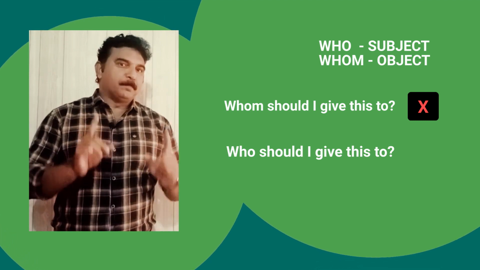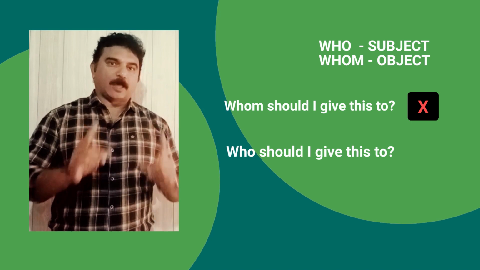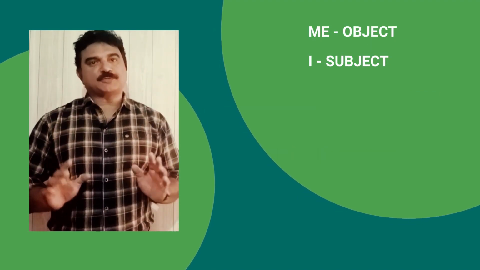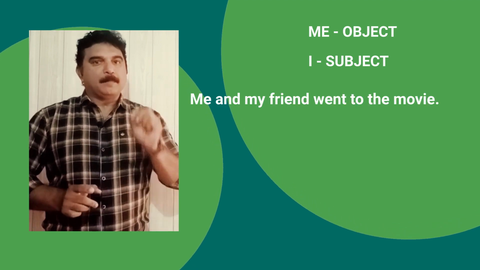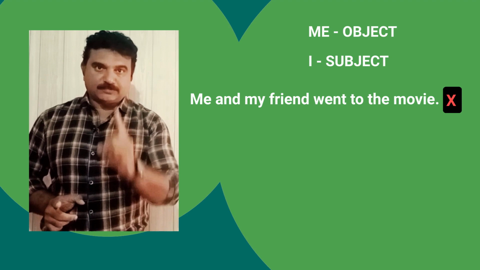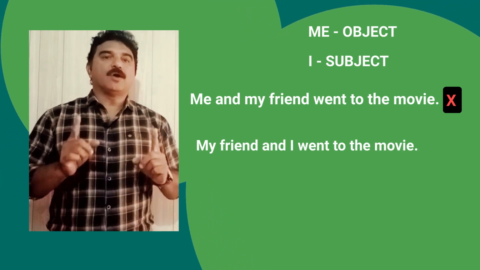Similarly, using me instead of I: I is used as the subject of a sentence while me is used as the object of a sentence. Example, 'Me and my friend went to the movie' is a wrong sentence, and the right sentence is 'My friend and I went to the movie.'